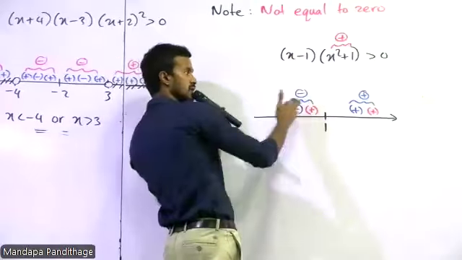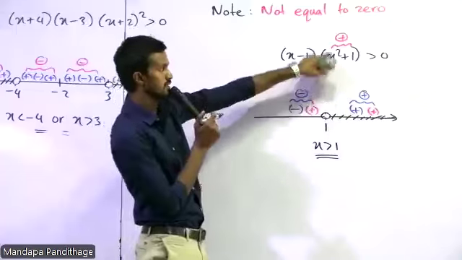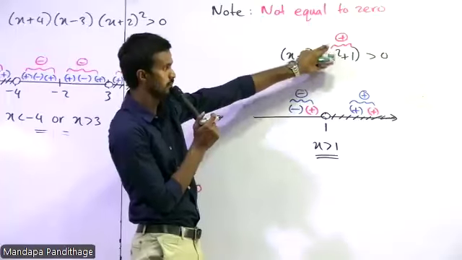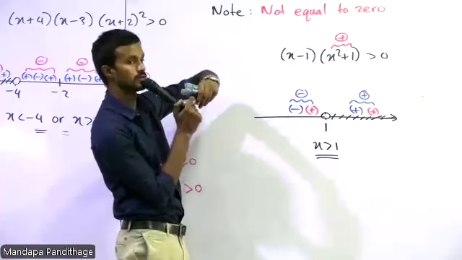Clear? Okay, so when you're having a factor like this, it is clear it's positive. So forget about that. Work with the remaining factors. Okay, write in this way.